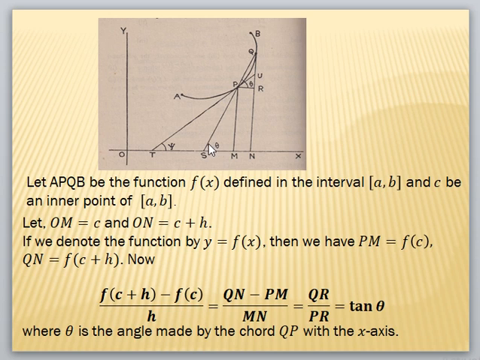And if we take this angle as theta, the angle which this extended chord PQ of the curve makes with the positive x-axis, then this angle QPR is also theta. Then QR by PR will be equal to tan theta. So this is the first deduction that we require to understand the geometrical interpretation. What we got is that QR by PR, which is the same as [f(c + h) - f(c)]/h corresponding to the function y = f(x), is equal to tan theta.